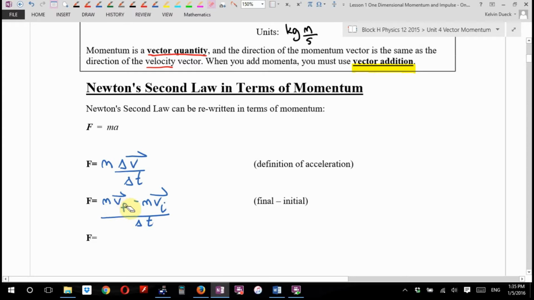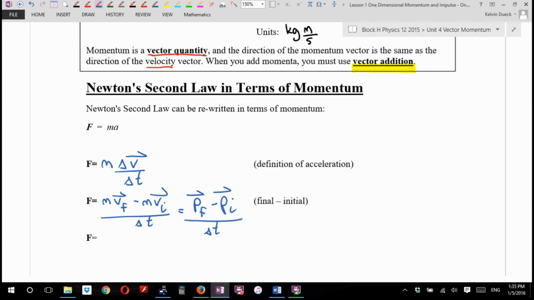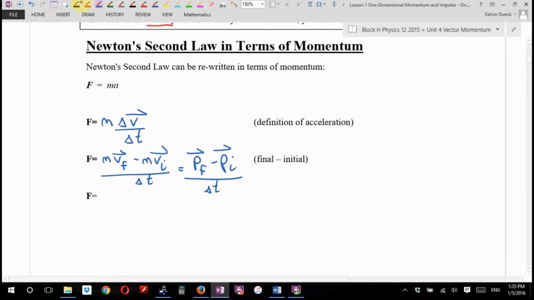What is mass times velocity? I just set it up in the box here. Momentum. So another way to write this would be momentum final minus momentum initial over change in time. And I'll put the vectors in to remind myself there's a vector. Is that okay, Vigas? What's change in anything? So what's final minus initial? Here is how Newton wrote his law. He wrote F equals change in momentum over change in time.